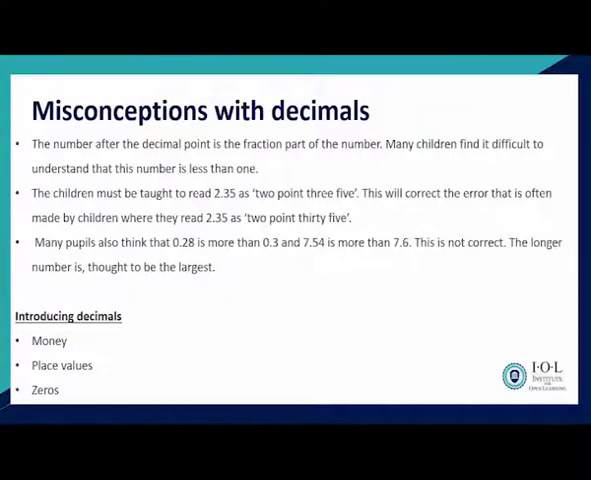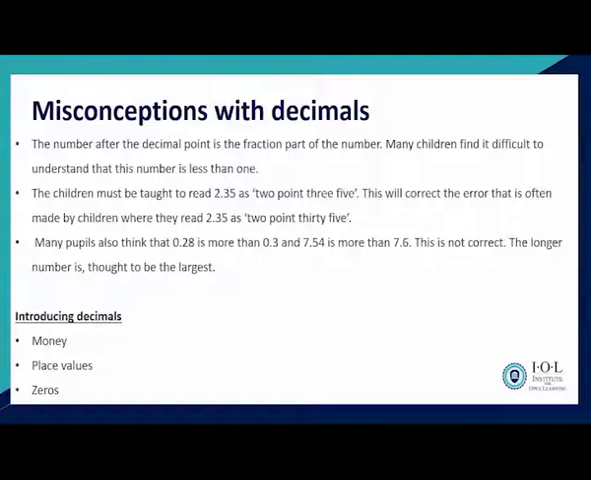The children must be taught to read them as 2 point 35. This will correct the error that is often made by children when they read 2.35 as 2 point thirty-five. The moment you let your learners read a whole number after a decimal, it will be difficult for them to differentiate between a smaller and a bigger number when it comes to decimals.